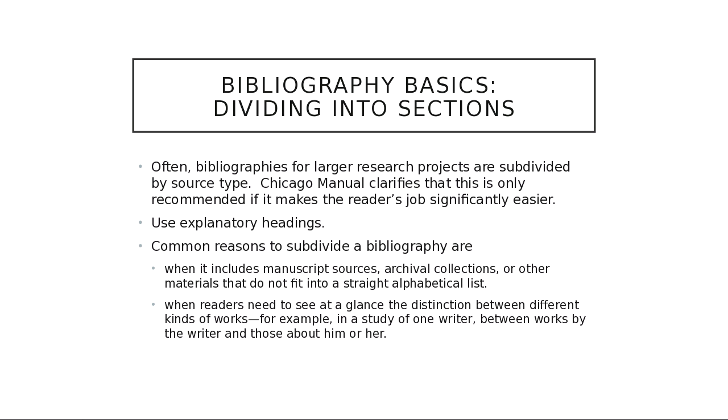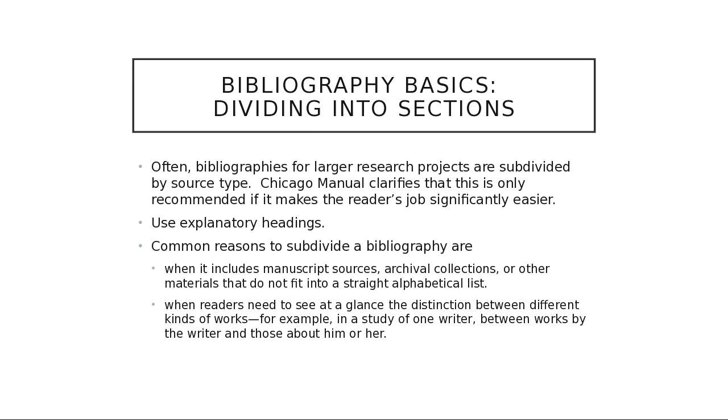So when you have larger projects, like a master's thesis, dissertation, or monograph project, you may divide your bibliography into sections, and Chicago is painfully vague about the exact way to do this, except to only do this in a way that makes the reader's job significantly easier. The common way that you would see someone subdivide a bibliography is between published secondary sources, books and journal articles, and your primary sources, like your manuscript sources, archival collections, or other materials. And one of the reasons for that is they may not fit comfortably into a straight alphabetical list.